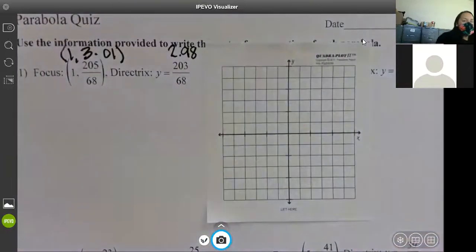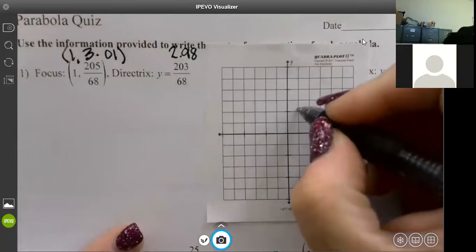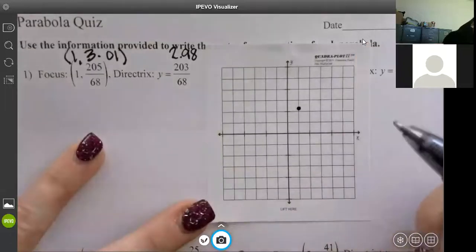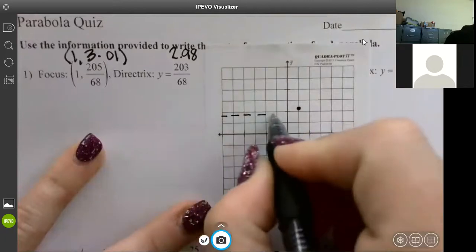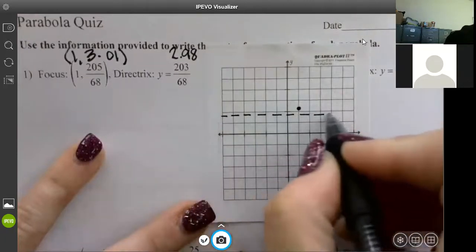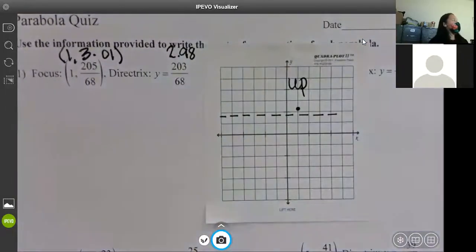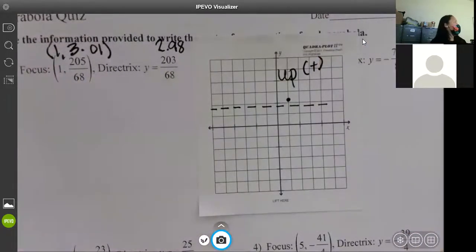All right. So I have the focus at 1 and 3.01, something like this. And then I have my directrix at y equals 2.98. So that means your directrix is below your focus. The only reason you need to know that is because this one will point up, which makes it a positive leading coefficient. That's the only reason that you need to graph anything, okay?